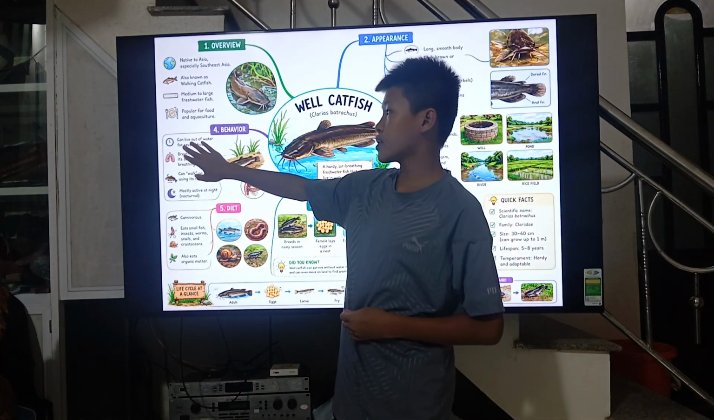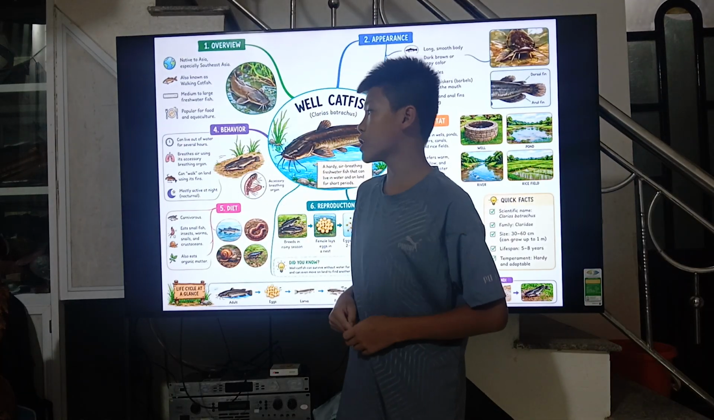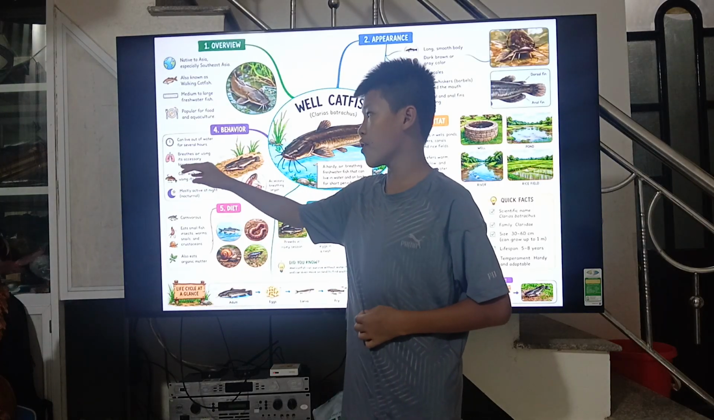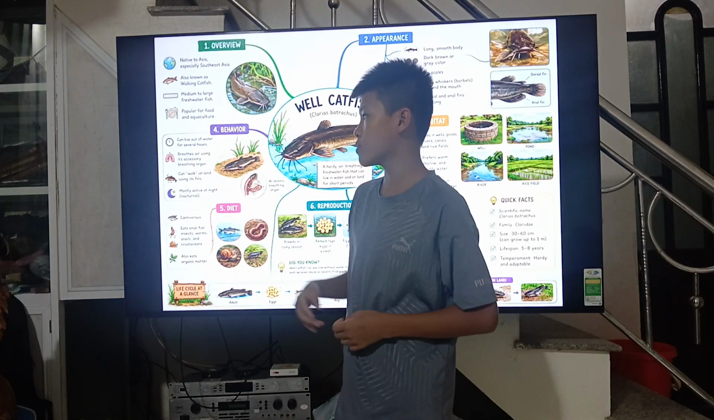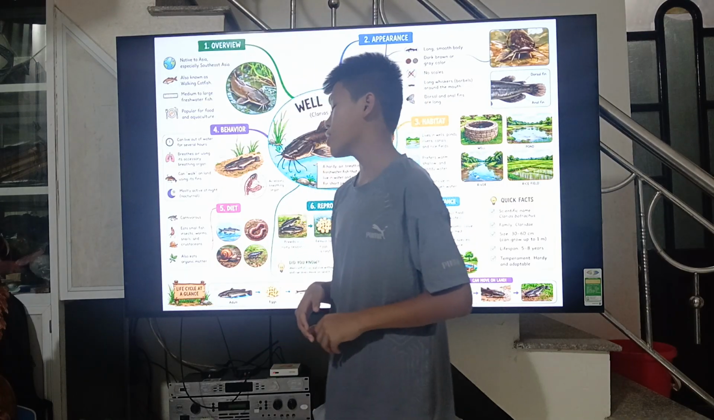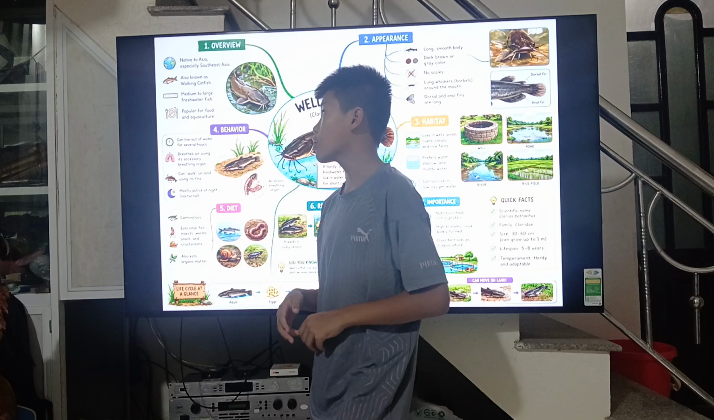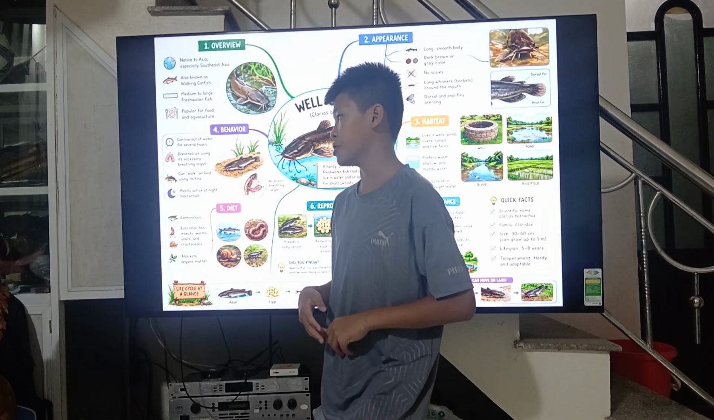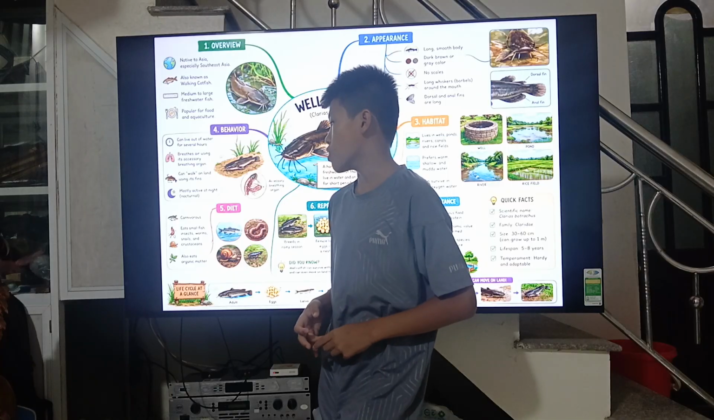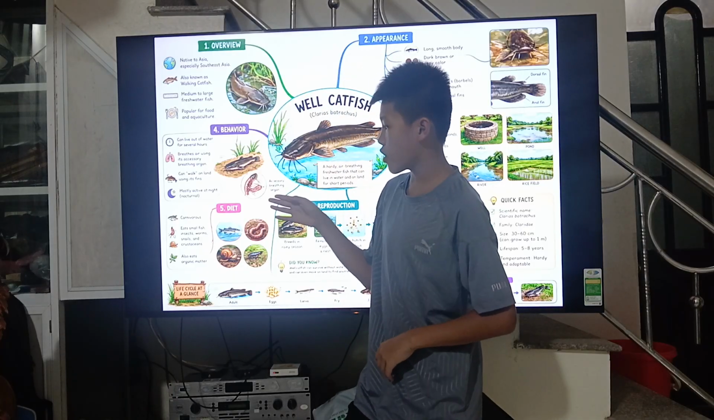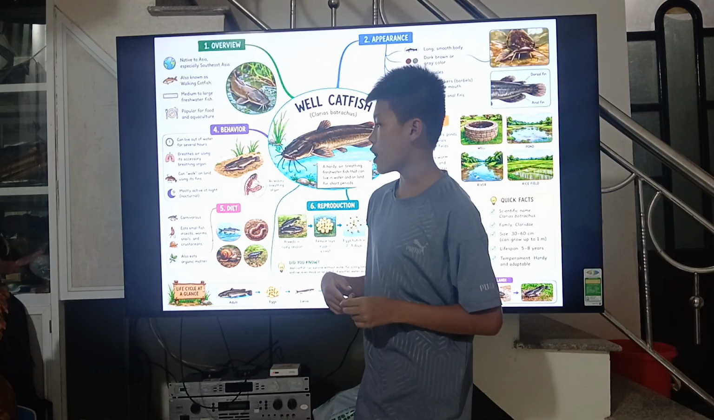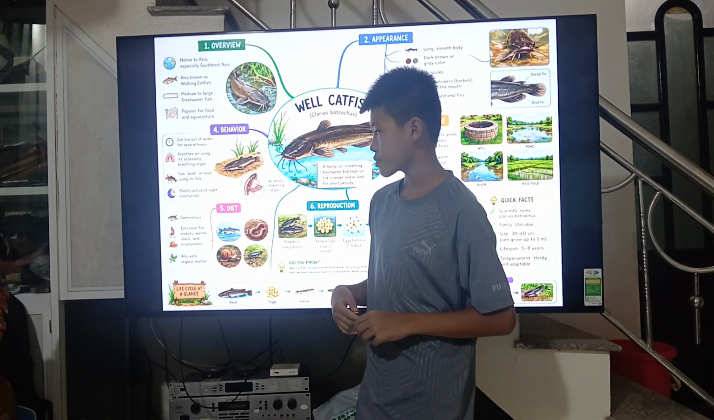Behavior. They can live out of the water for a long time, and they can breathe air using ancient breathing organs. They can walk on land with their fins, so we call them walking catfish. They're mostly active at night. Look at this, the breathing organ is like this. It looks a bit like our lungs.